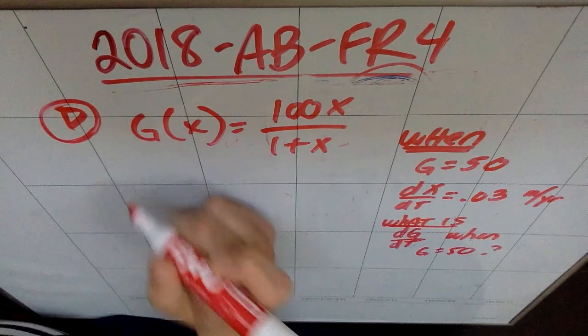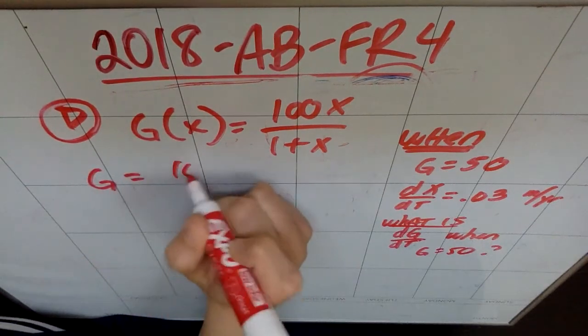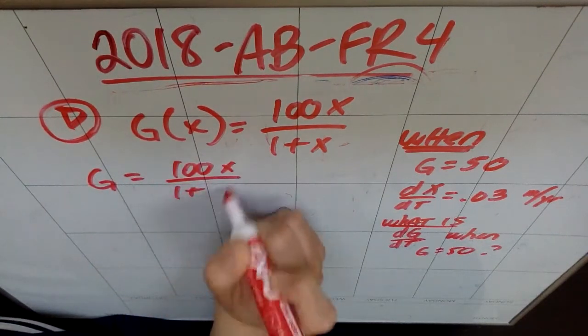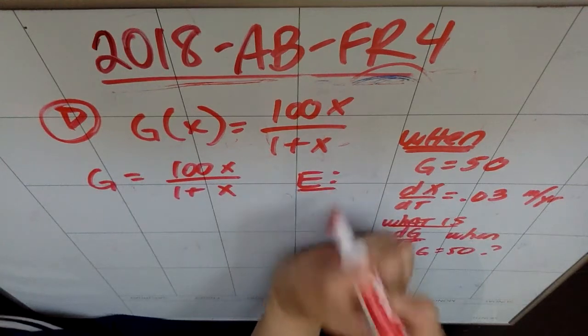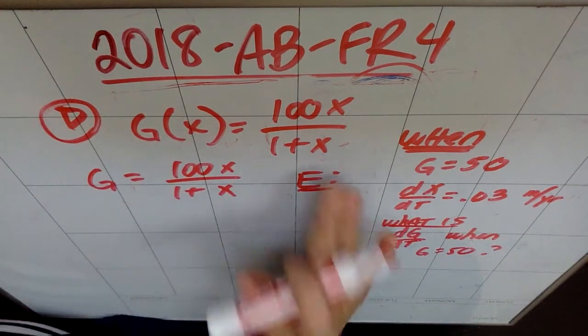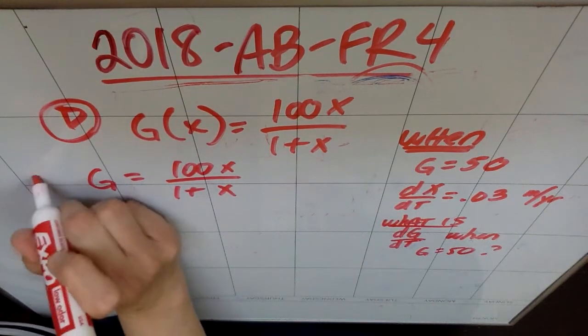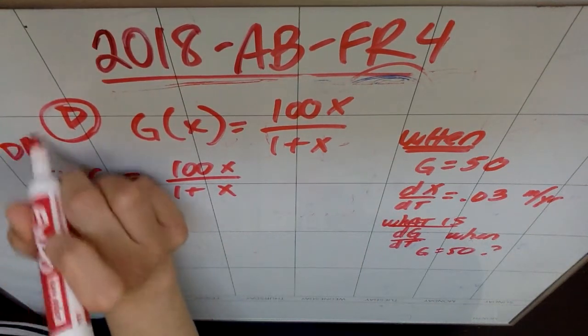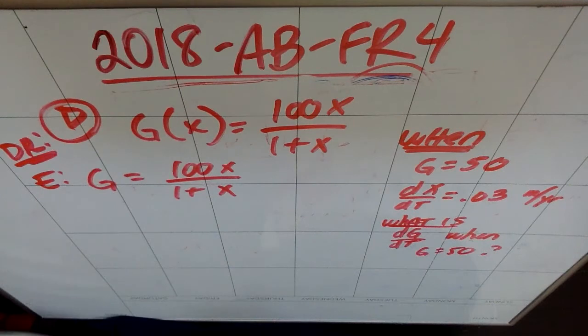This is a related rates problem. So you have g equals 100x over 1 plus x. This is your equation. You don't even have to do the diagram and the rates for the related rates. You're just going straight to the equation. When you derive, we'll put it here. You don't even need the diagram and the rates, it's actually just the equation to answer the question at the end of the whole thing.